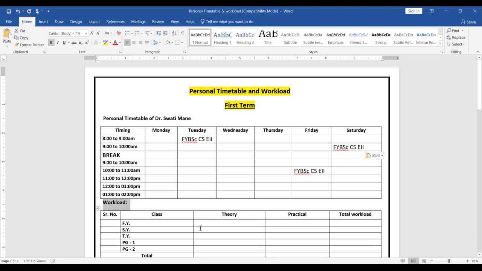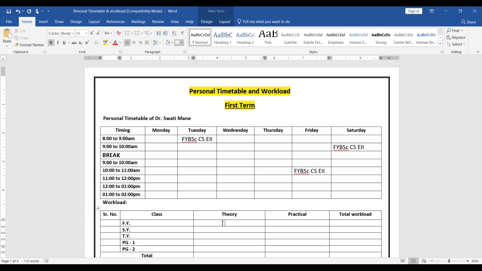Now I have to calculate the workload of that particular paper, which is mentioned in second table. So under class FY I have to mention the theory workload because it is a theory paper. Number of lectures allotted to me are 3, so workload is 3. I don't have practical of the same, so I have to write 0 and total workload will be 3 for first year.